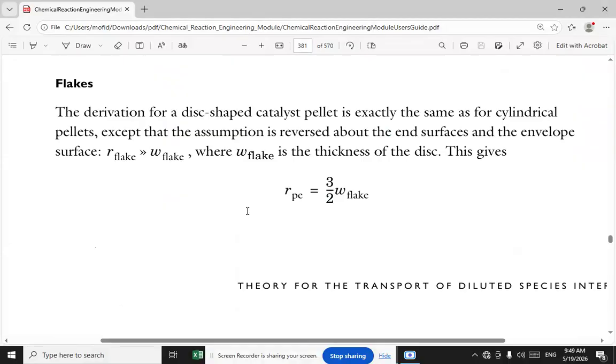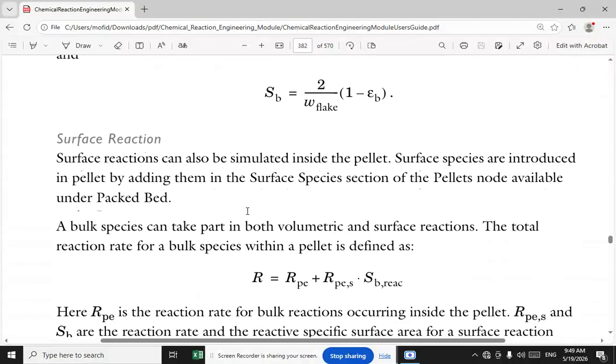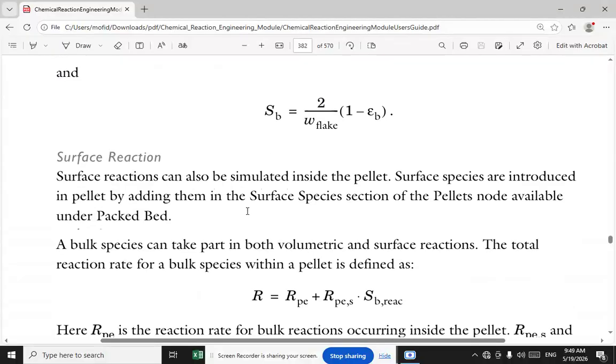R pellet is much greater than W pellet, where W pellet is the thickness of the disc. This gives that the radius of the pellet is equal to 3 divided by 2 W pellet, and S_AP is equal to 2 divided by W pellet multiplied by 1 minus epsilon B.